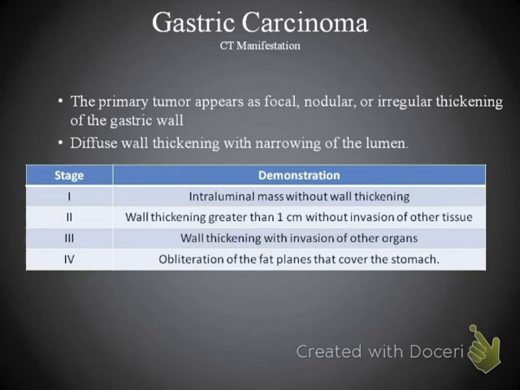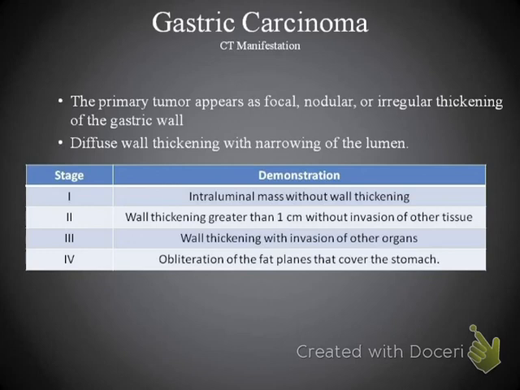And so we have stage 1, stage 2, stage 3, and stage 4. Stage 1, we see that we have an intraluminal mass without wall thickening. Stage 2, we have wall thickening greater than 1 centimeter without invasion of other tissues. So we see that there's something going on with the stomach, but it's not in anything else.